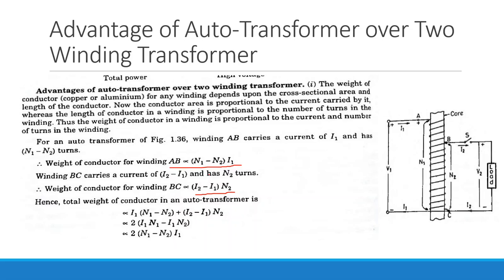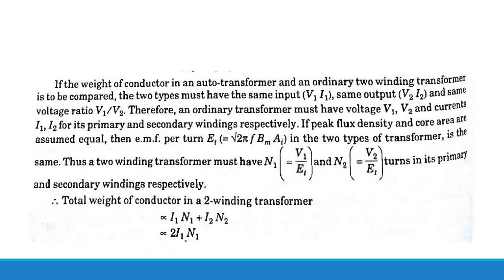So that will be proportional to these two values. You can write it here: I1 into N1 minus N2 plus I2 minus I1 into N2. After simplification, just multiply it inside and then simplify it. You will find 2 into N1 minus N2 into I1. Hope till here you do not have any problem. So the total weight of conductor in the auto transformer is proportional to 2 into N1 minus N2 into I1.